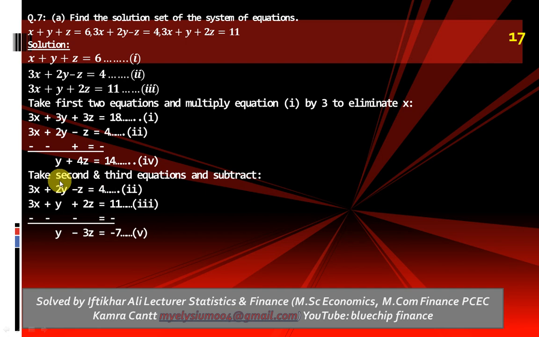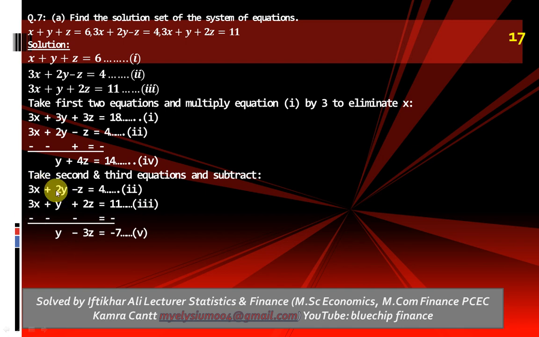Now in the second step, take equation number 2 and 3 and eliminate the same variable which was eliminated in the first step. In the first step we eliminated x, so in the second step we also will eliminate x. So 3x plus 2y minus z equals 4 and 3x plus y plus 2z equals 11. There is no need for multiplication because the 3x are the same. Just change the sign of the equation and you can eliminate x.